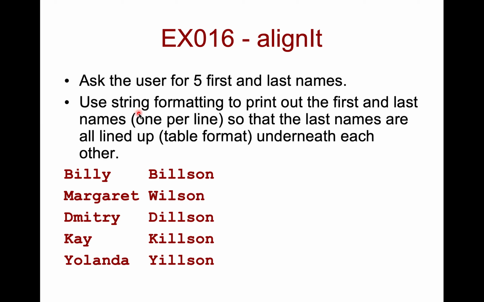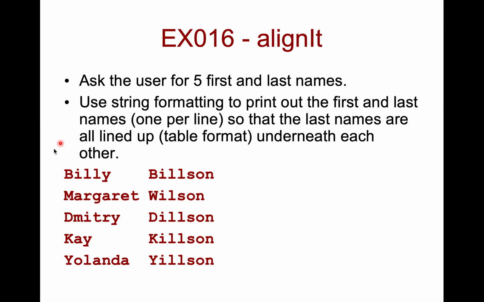So here are your two exercises. Okay, you're going to ask the user for 5 first and 5 last names. That is going to give you 10 variables altogether, right? 2 for each combination of first and last name. Then I want you to use string formatting to print out the first and last names, 1 per line, so that the last names are all lined up underneath each other.